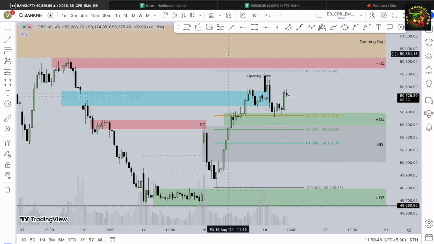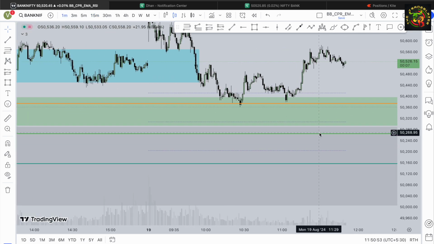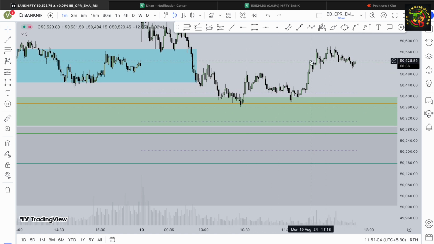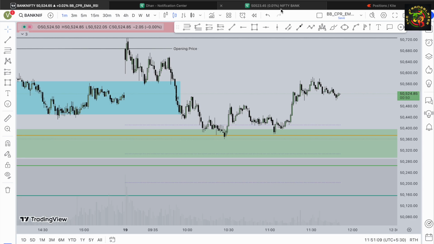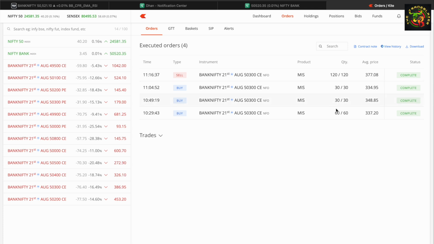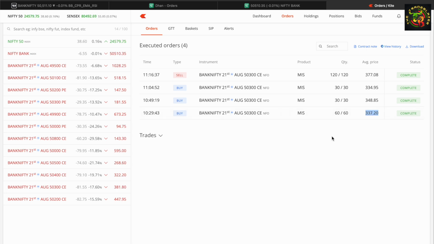Based on which, if I shift to the lower time frame, this is the trade I have taken. I entered my bullish trade somewhere here, and exited somewhere here on top of this move. Let me show the order book. I have bought 50,300 CE. The first time I entered at 337, but then there was a little bit of delay. You can see that I have entered at 367, almost 30 points late.